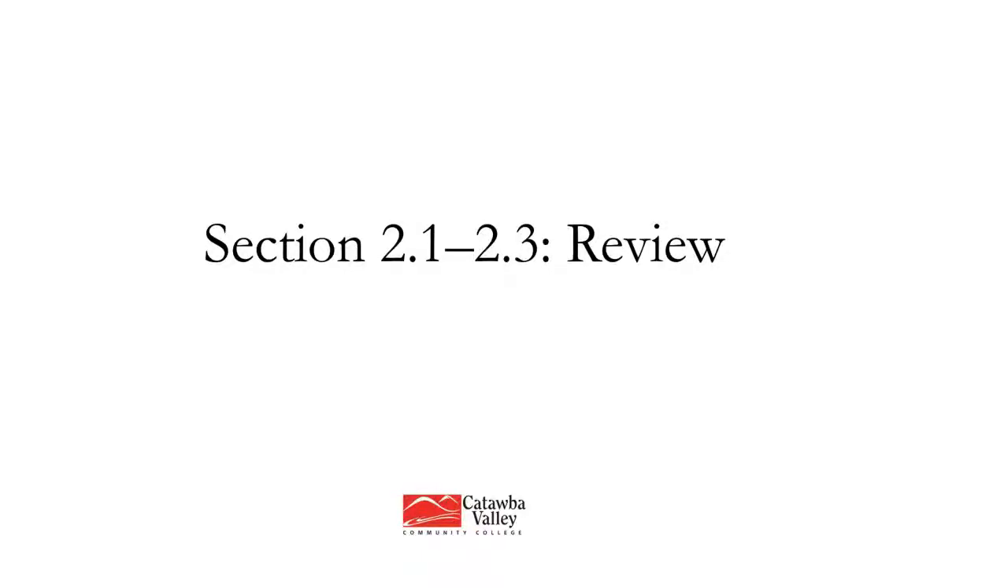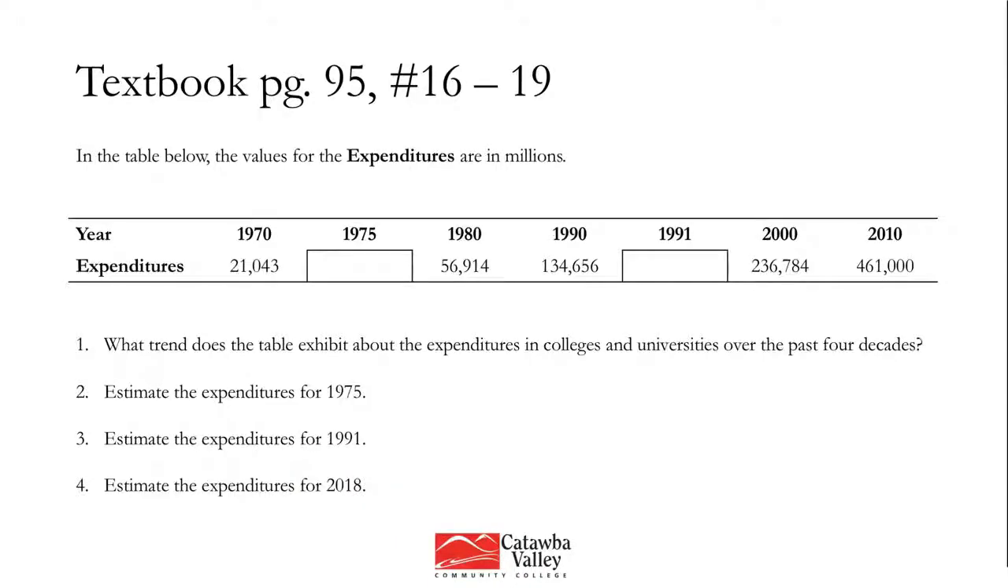In this video, I want to do a quick review of section 2.1 through 2.3, stuff that you would see in the textbook when you read it, but I just wanted to go through a quick example in the back of the book. So here's that question. It's number 16 through 19 on page 95, and it talks about the expenditures of colleges and universities over the past 4 decades. So in this table, we have some information and we have some missing information.